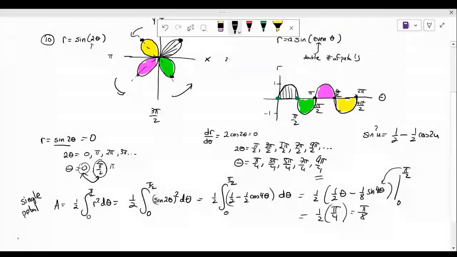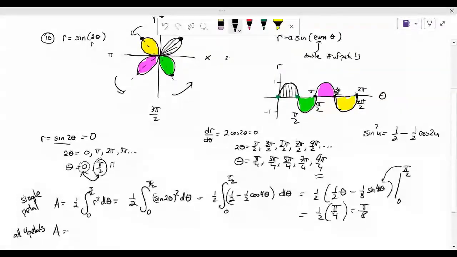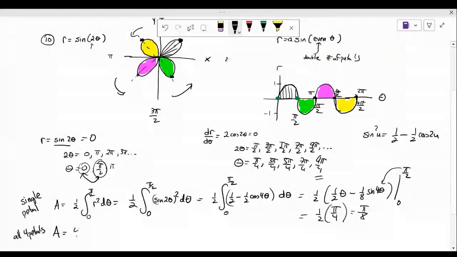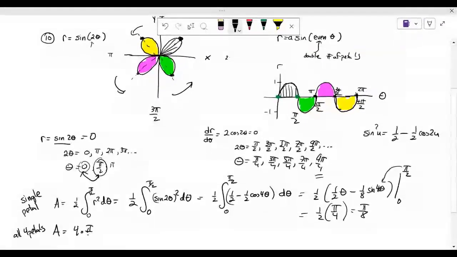So for all the petals, the area would be 4 times a single petal, so pi over 2. Okay.